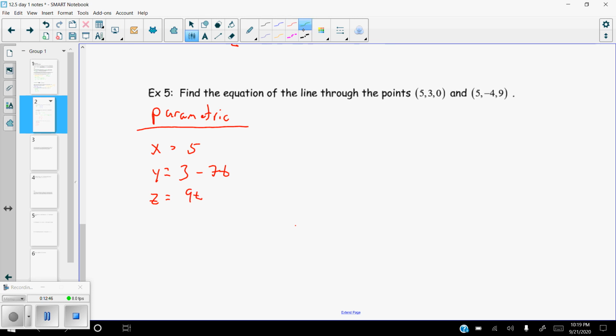Writing this in vector form, that's pretty simple. It's just <5, 3 - 7t, 9t>. Not a big challenge there. Now let's write this in symmetric.